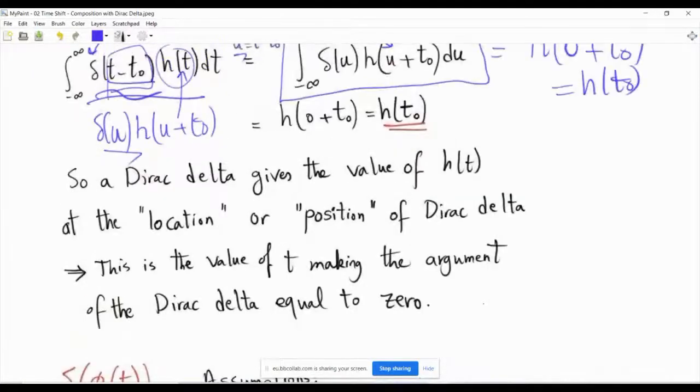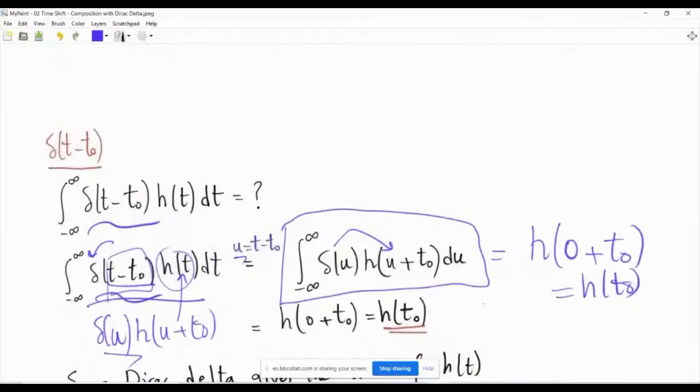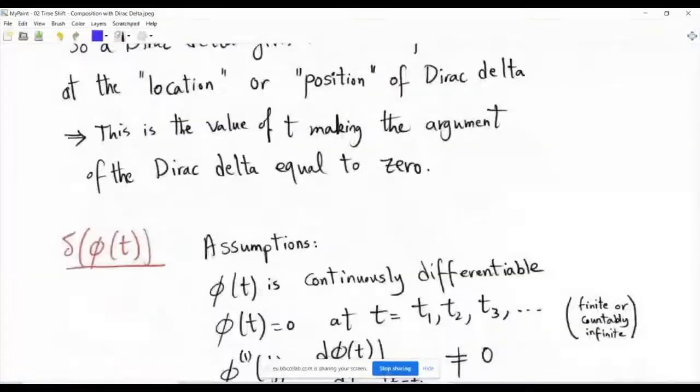So the time shift is like replacing t by t minus t0. So what about replacing the argument of the Dirac delta by a function? As a special case, this function will be t minus t0, but it can be something else, maybe a quadratic function, maybe t multiplied by some positive or negative constant. Okay, so let's now try to understand what is delta of 5t. So this is the composition with the Dirac delta.